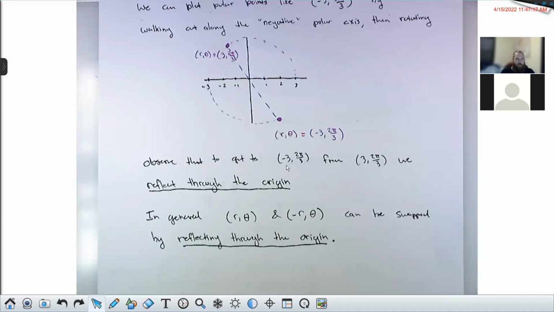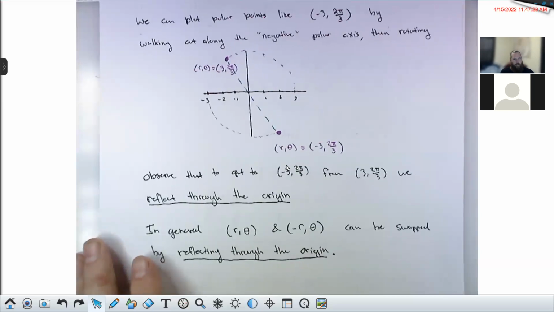Another point has to do with what's called the non-uniqueness of polar coordinates. And this is a bit of a bummer. So I want to take a second, make sure we all have this down, make sure we're comfortable with the picture and the symmetry there. Okay.